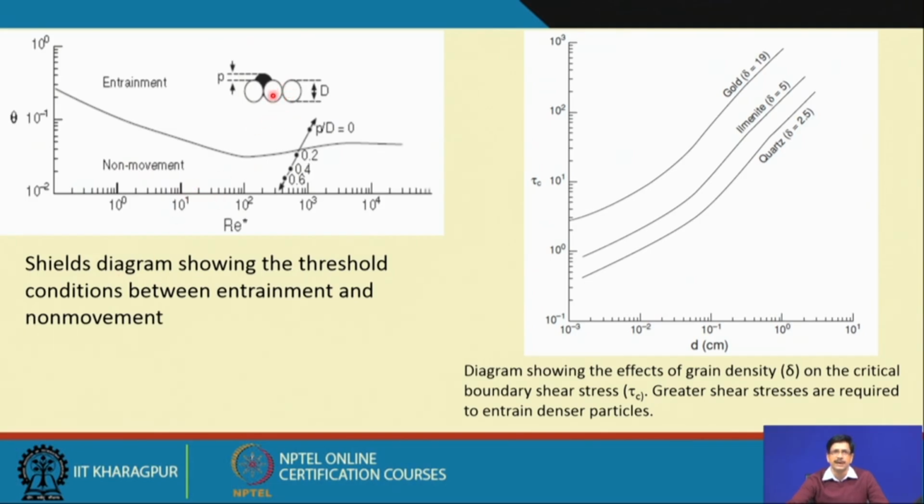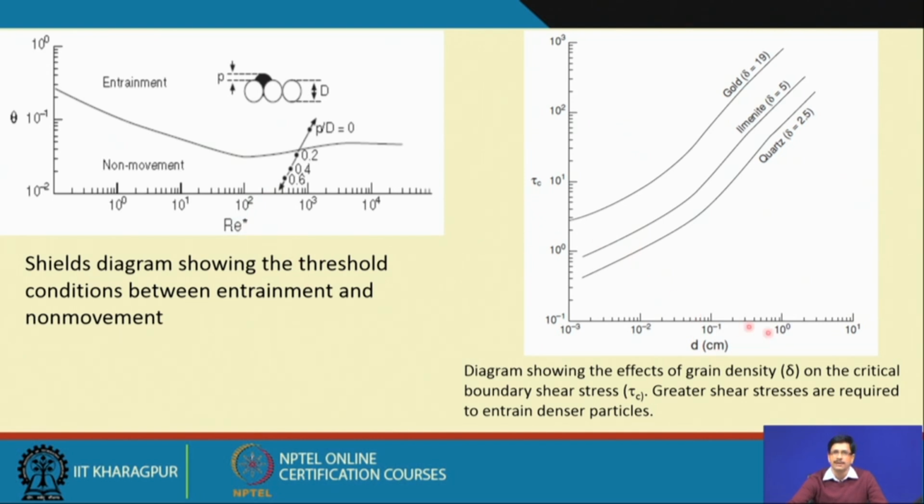So this is essentially a parameter, p and d. Here this p by d is 0, and the p by d values are 0.2, 0.4. The more the p, the greater are the chances of its entrainment. So that's how it will go to lower and lower values of the threshold of the Shields parameter.